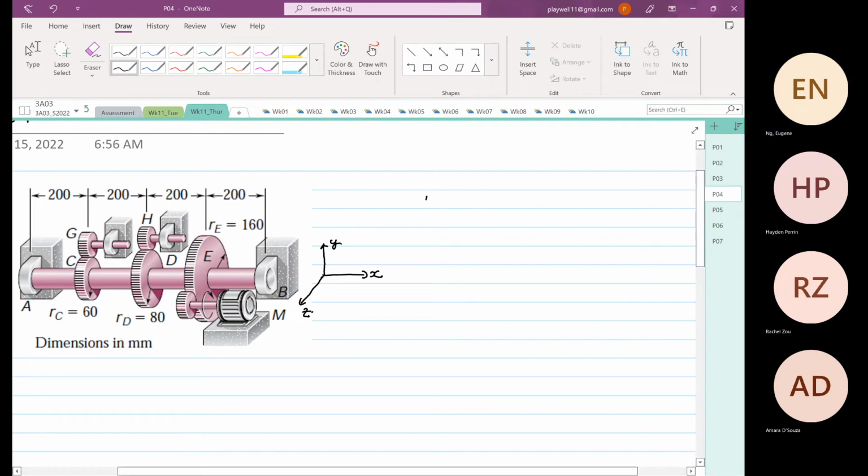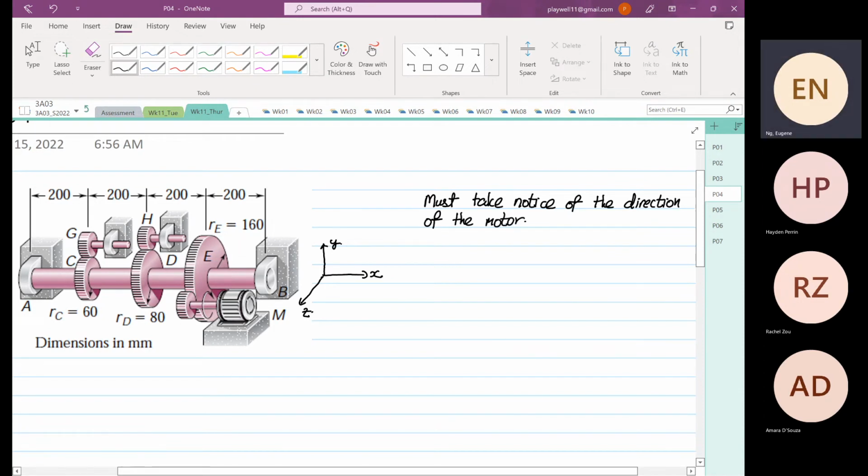Must take notice of the direction of the motor. Okay, I want you to take the direction. So you can see the direction of the motor is going this way, right? You can see that now. Now, why is that important?